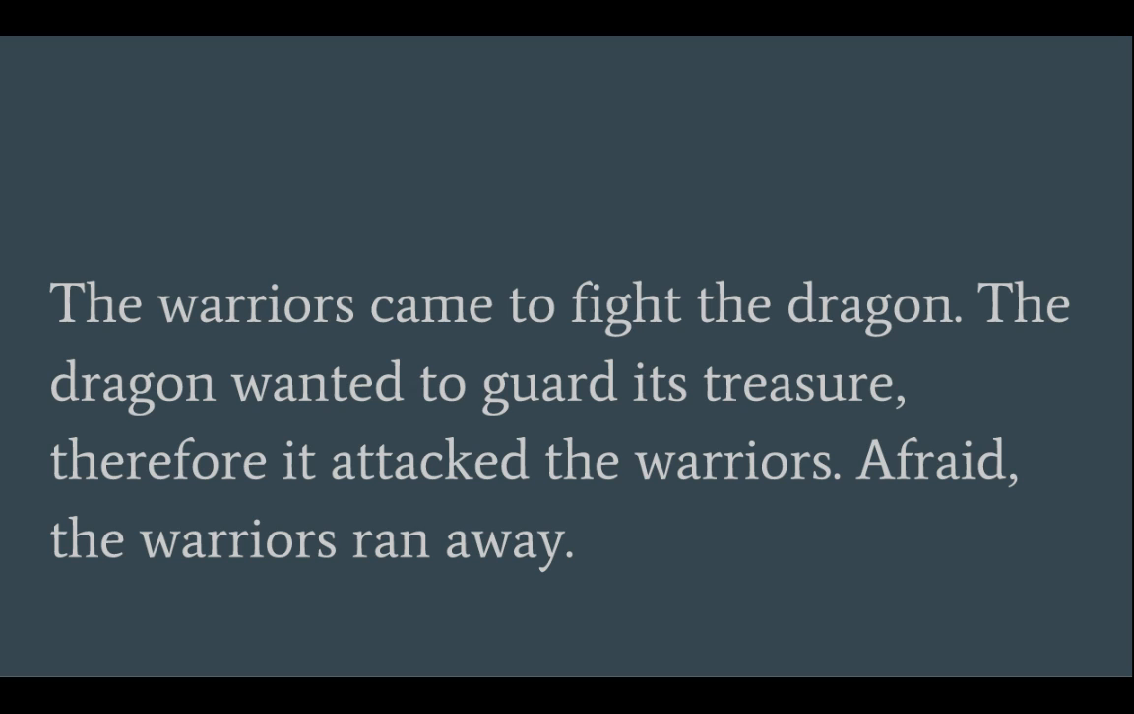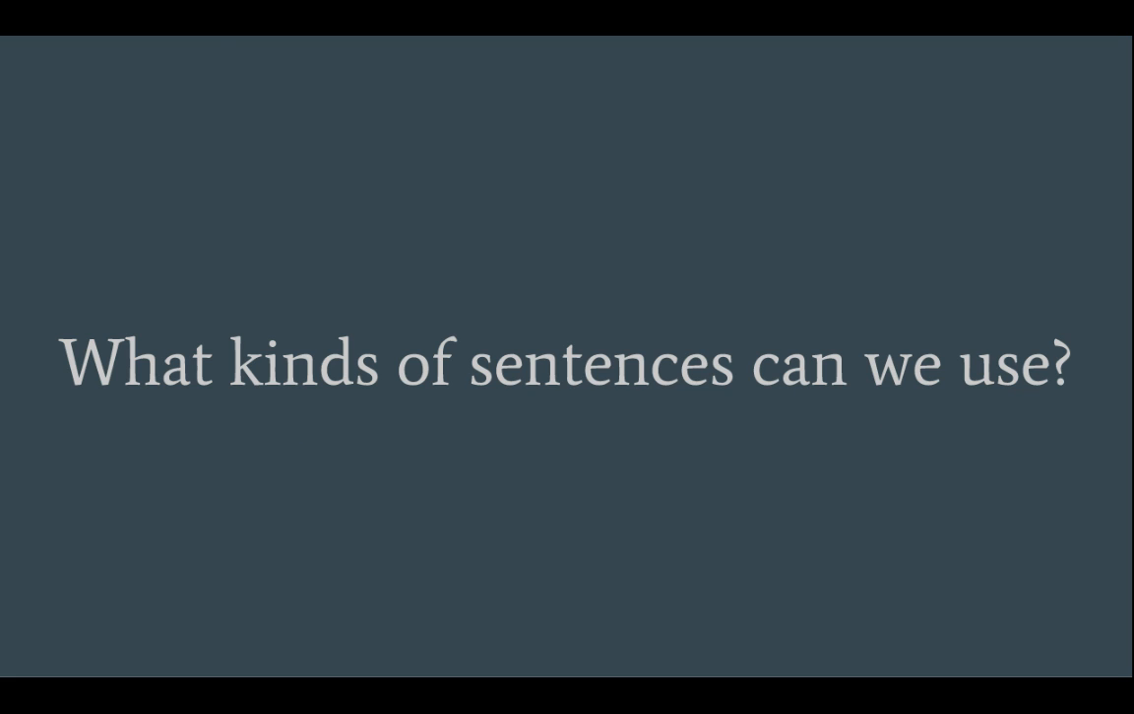So let's look at this one. The warriors came to fight the dragon. The dragon wanted to guard its treasure, therefore it attacked the warriors. Afraid, the warriors ran away. That's a lot more exciting, right? And it flows a lot better. So, if we want to make our writing better, what kinds of sentences can we use? I'm going to give you a few examples that'll help to make your writing flow better.